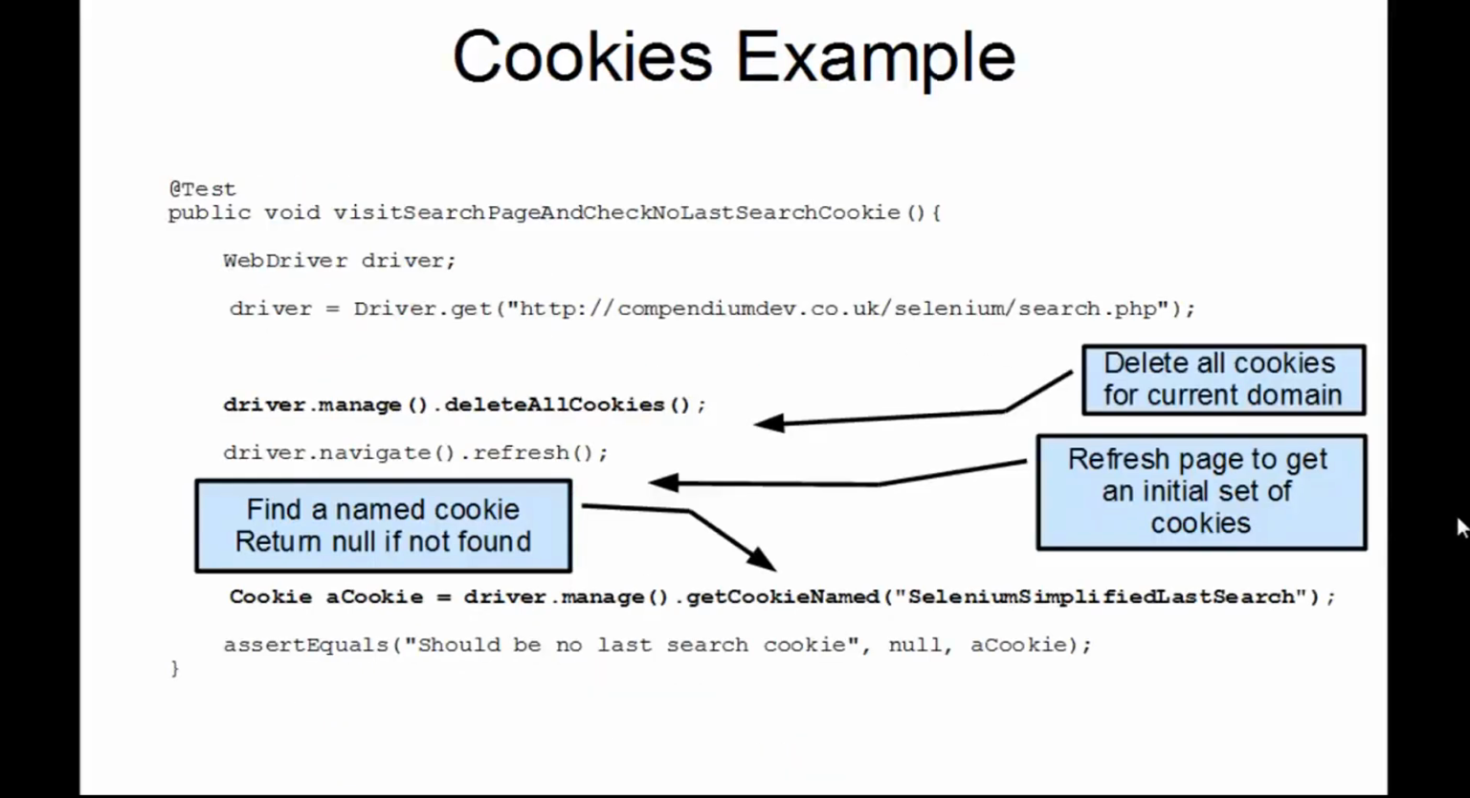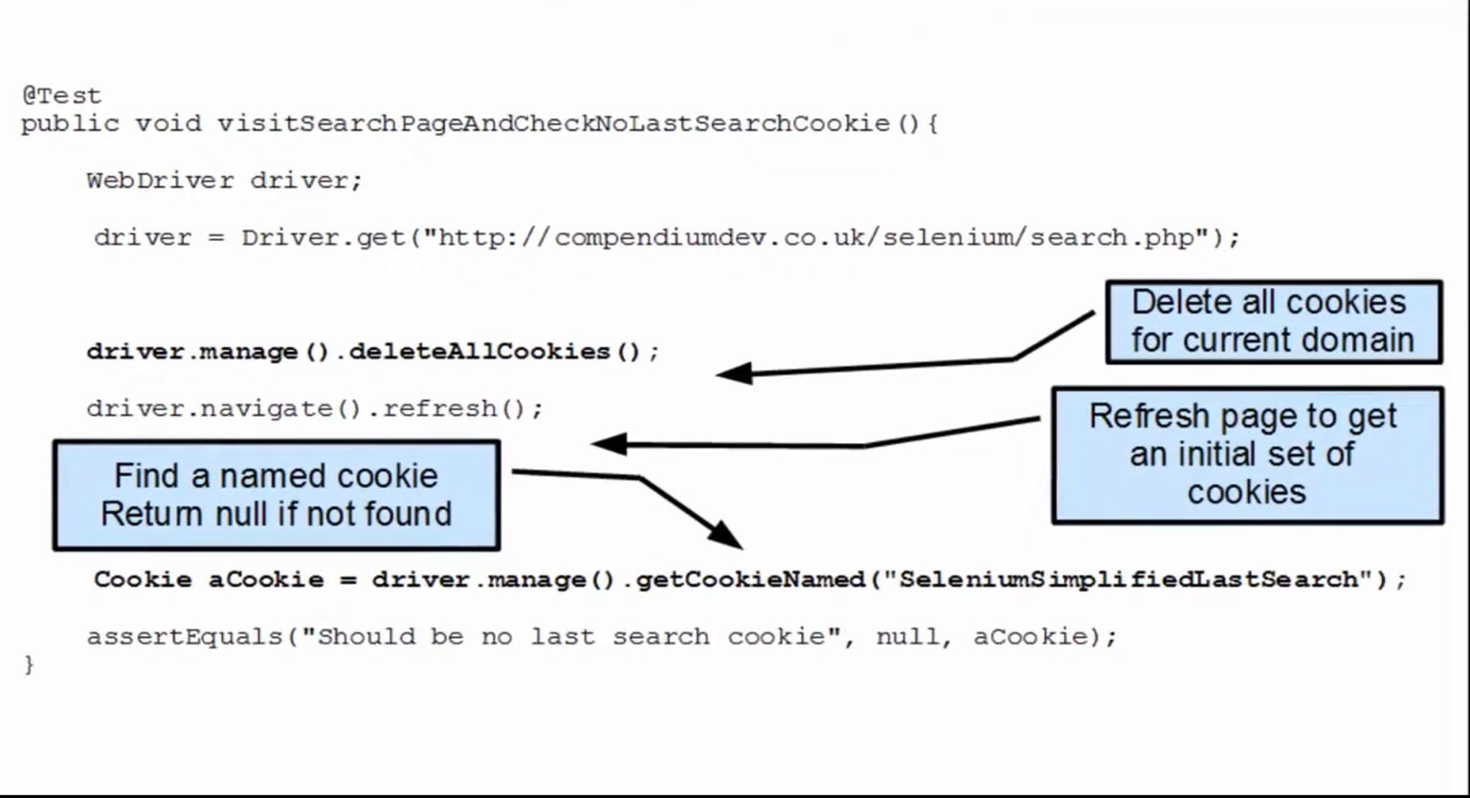So let me show you a quick example test, and again I'll show you the example test in this annotated form, then we will drop down to the code and have a look at it. So in this particular cookies example, I have created a search page, selenium/search.php, that uses cookies in order to track what you've searched for and how many times you have searched.